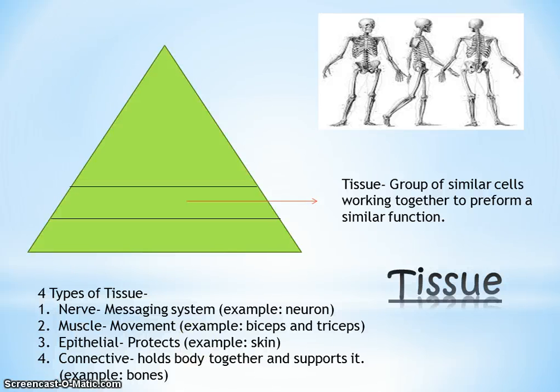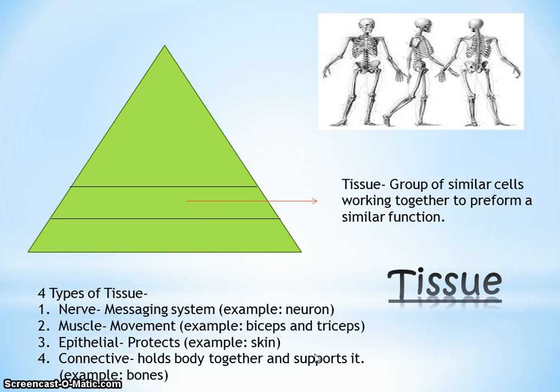All right. Next one is your connective tissue. So your connective tissue holds your body together and it supports it. So this can be like bones, okay, or ligaments. So if you were to look up here at this picture, okay, this is a picture of the skeletal system. All of these bones are a type of connective tissue. They hold the body together and they support it.